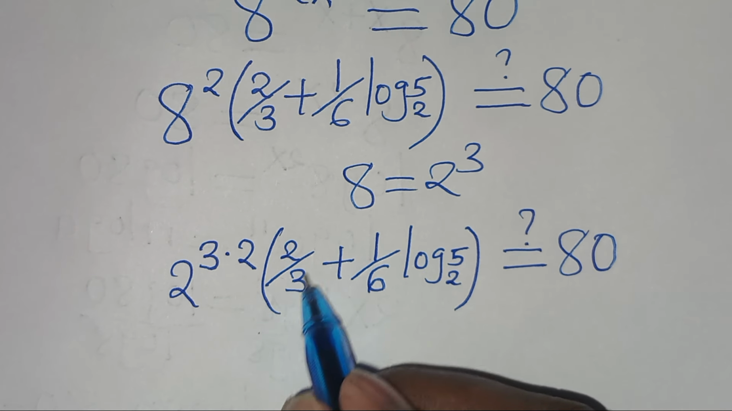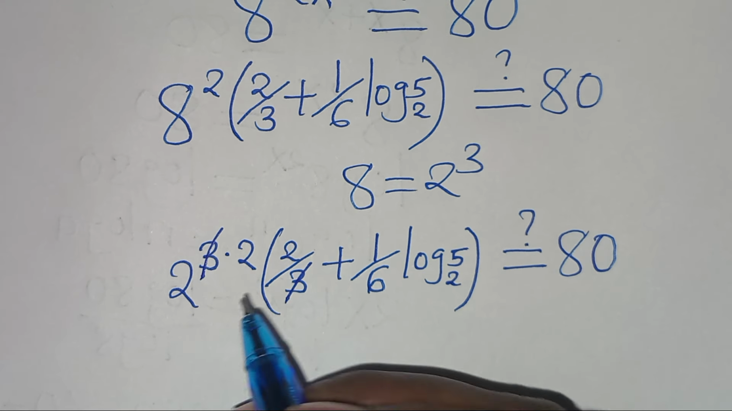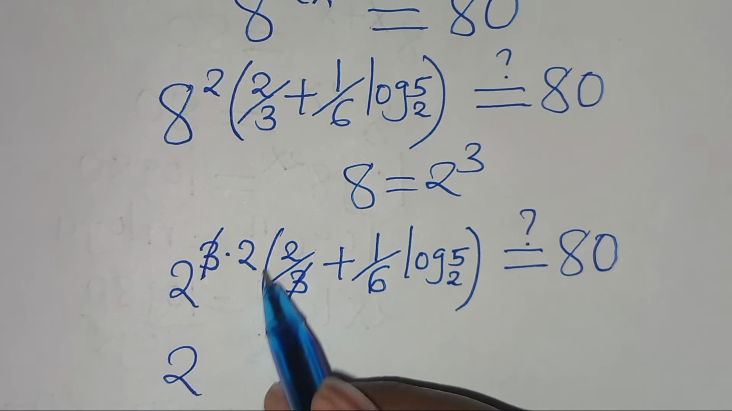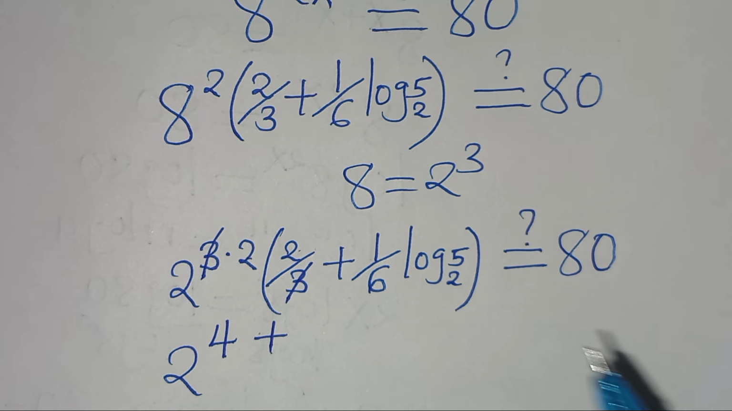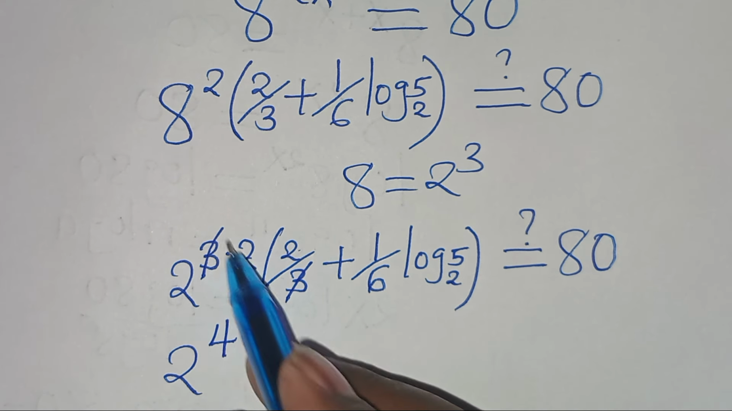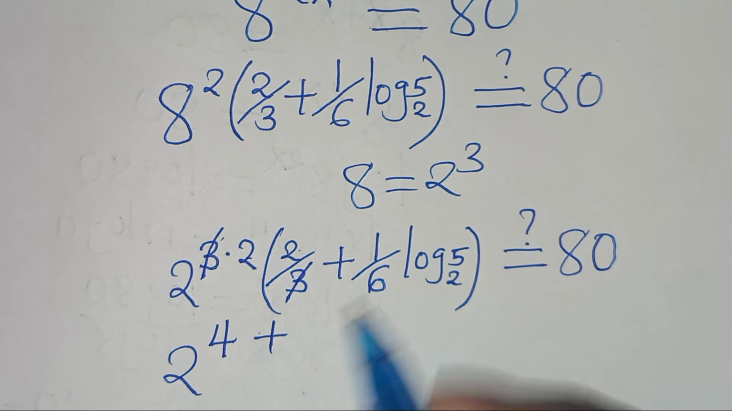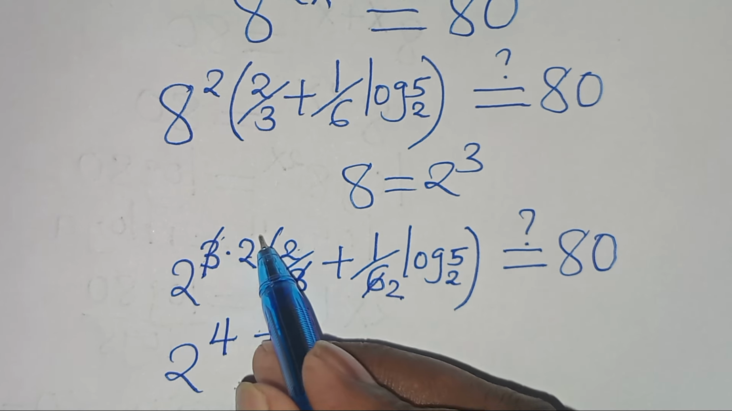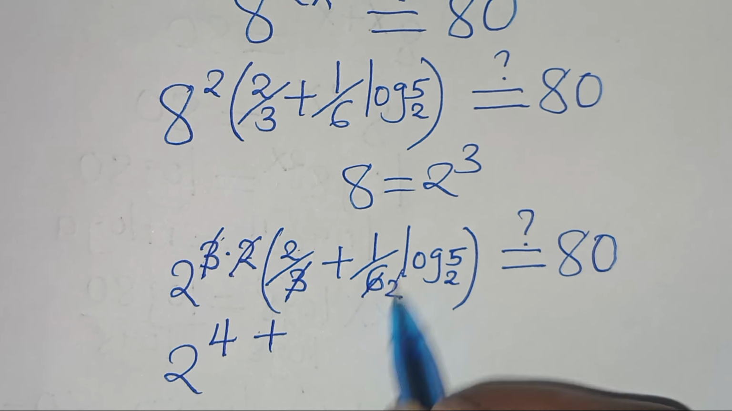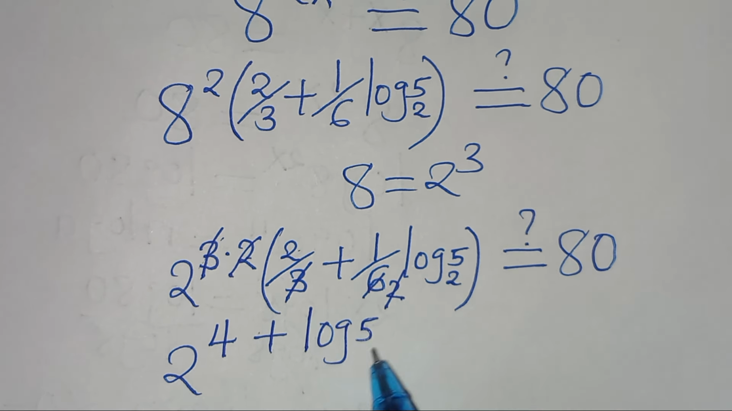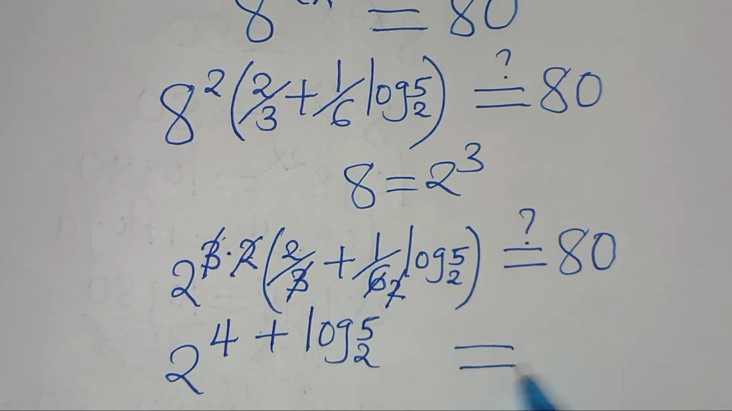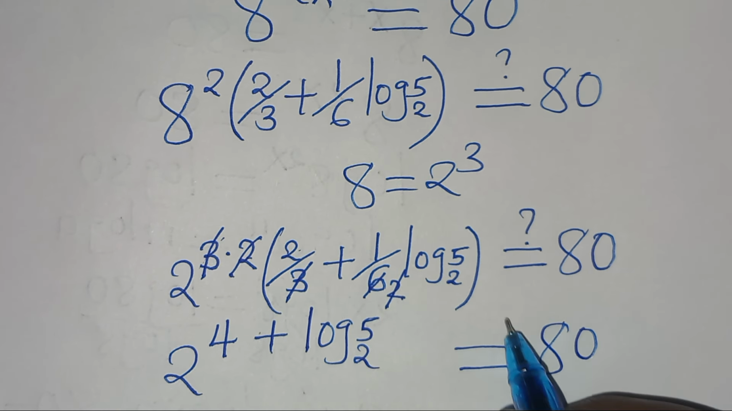So if you simplify here by 3, we have 2 to the power of 2 times 2. This is 4. Then plus, now if we simplify here, 6 divided by 3, this is 2, and then 2 divided by 2 here. This implies here we have log 5 to base 2. This should give us a value of 80.